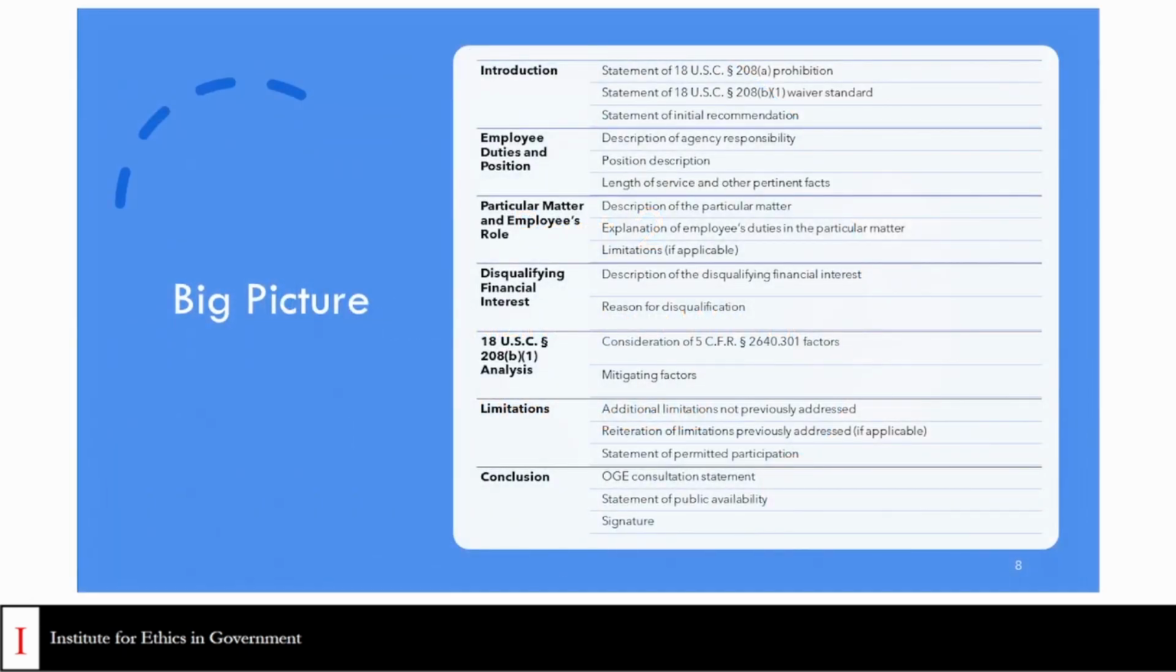Before we dive into the individual sections of a B1 waiver, I want to provide you with a big picture overview of how a B1 waiver should be organized so you can visualize where we are going on this drafting journey. So, take a moment to note some of the information contained in each section of this model waiver outline. Following this outline or a similar one will facilitate your consultation with OGE.